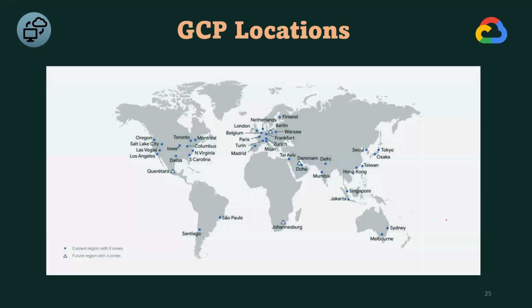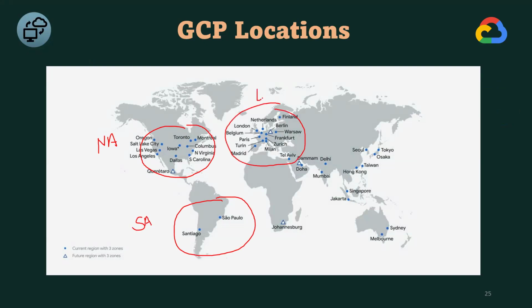Okay, if you look here, this is a world map. This is our North America, total 5 locations as I told you, right? This is South America, this is Europe, this is Asia, and this is Australia. So total 5 locations are there.